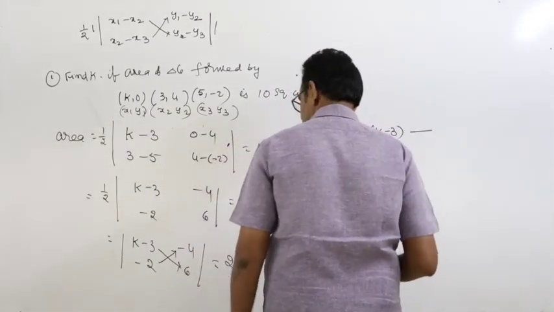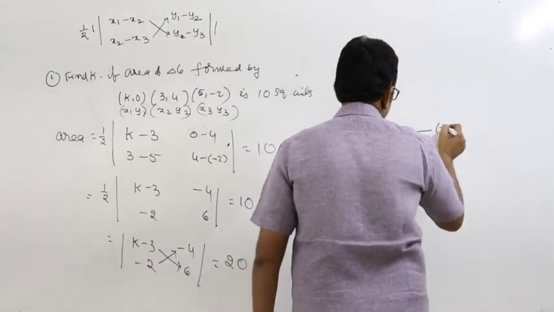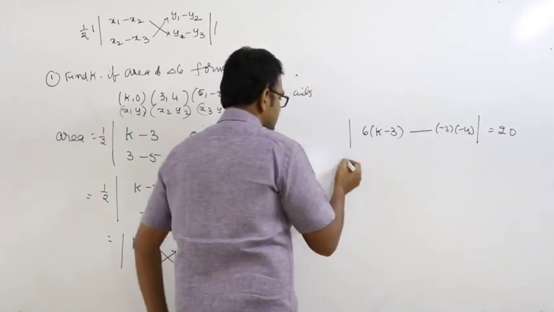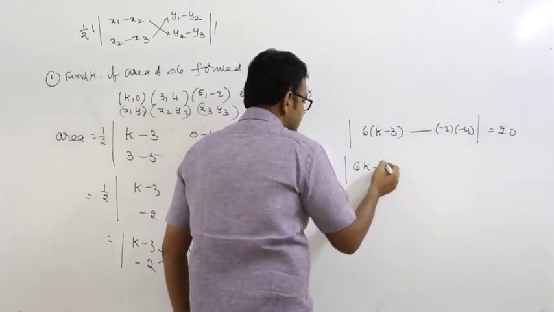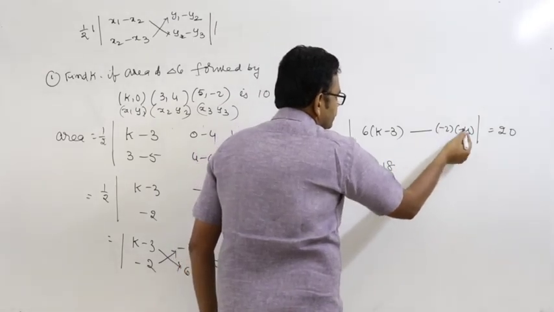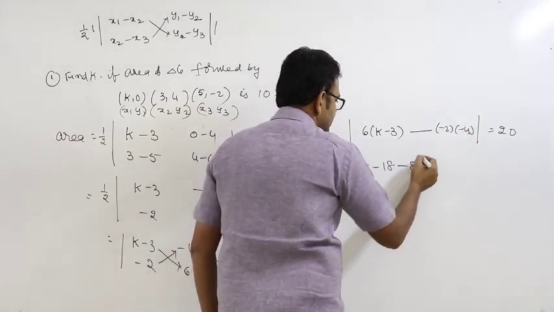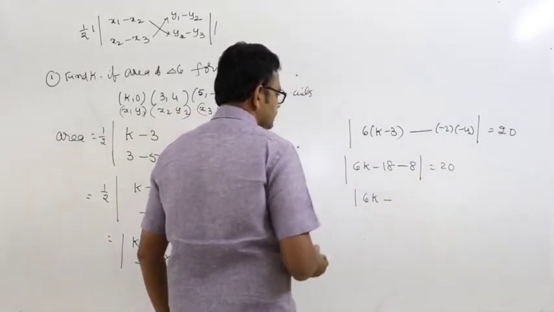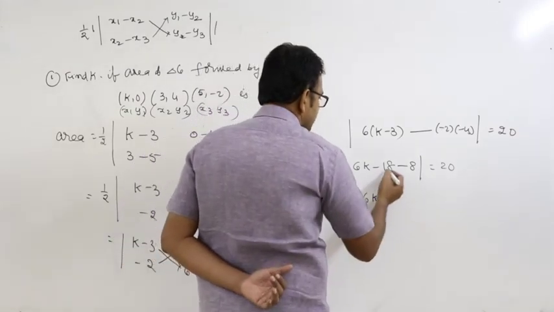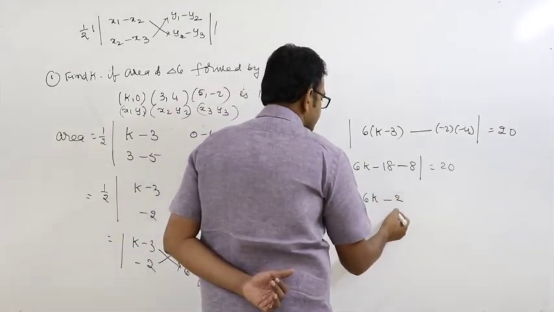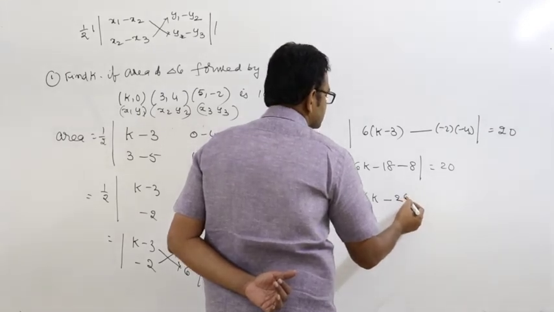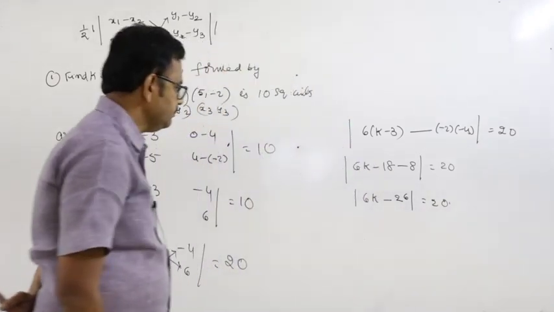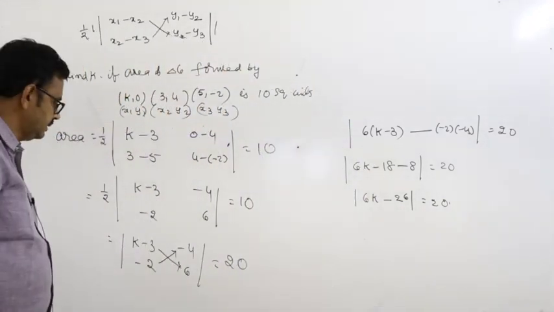Put minus and minus 2 into minus 4, is equal to 20. So this is mod of 6k minus 18, minus of minus is plus, plus into minus is minus 8, is equal to 20. Mod of 6k minus 26 is equal to 20.